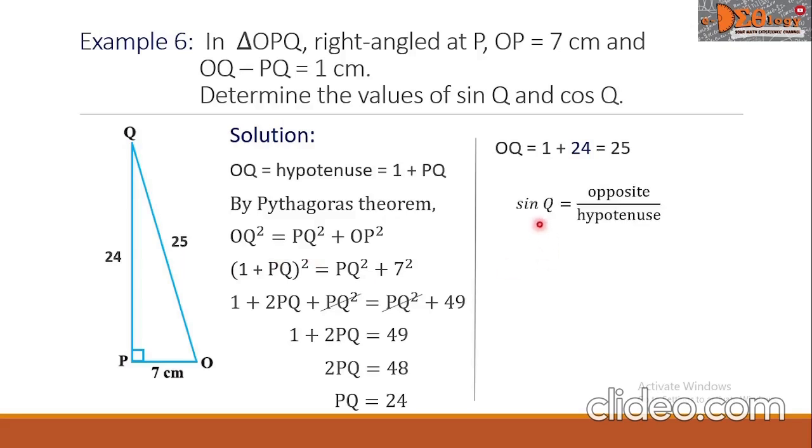Now let us get the sine Q, which is equal to opposite over hypotenuse. In our figure, the Q is here. So opposite is 7 over hypotenuse, which is 25. This is the value of sine Q. For the cosine Q, we have adjacent over hypotenuse. Adjacent is 24 over hypotenuse, which is 25. This is now the value of cosine Q.